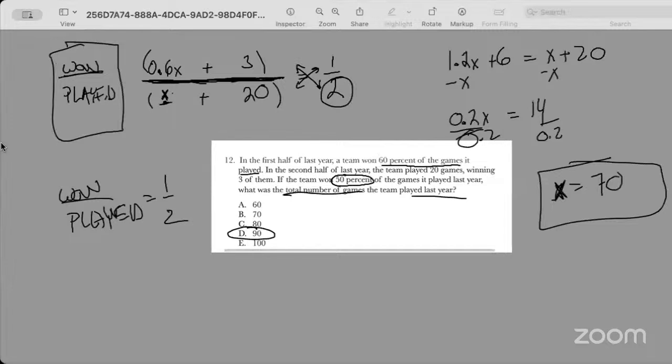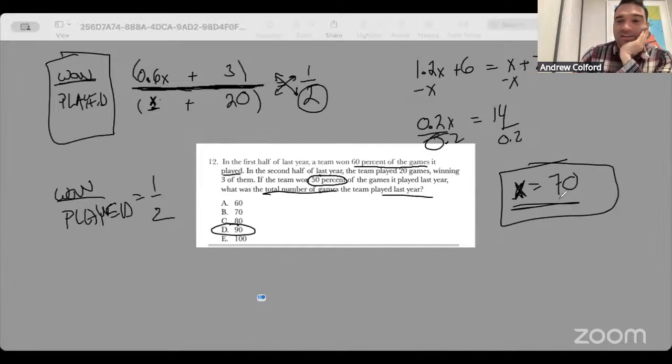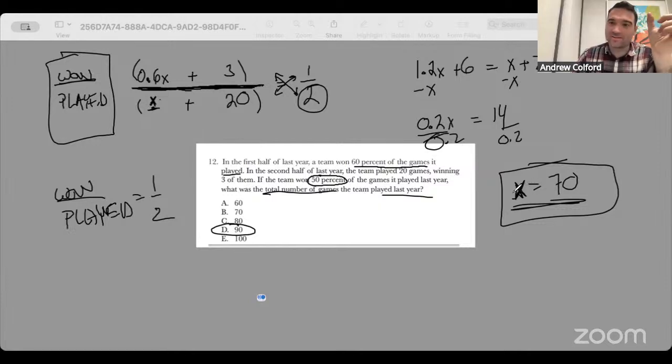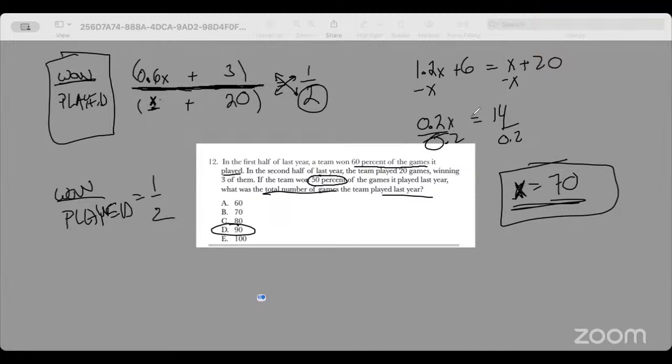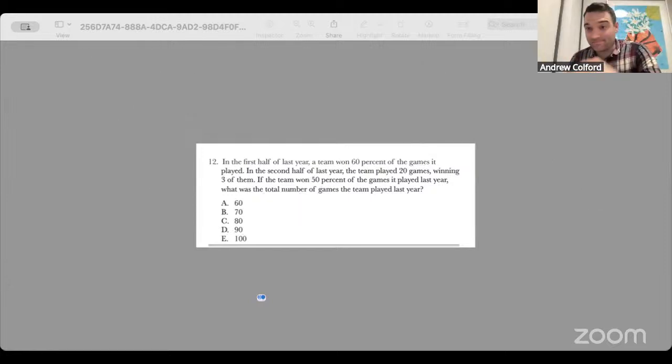So could you explain how you got to 90 again? Yeah. So I solved for x, right? And I got 70. What does x represent? The number of games for the first season. Right, for the first part of the year. Oh, yeah, but then you're looking for the entirety, so 70 plus 20 equals 90. There's one last little opportunity to trip right before the very end. Okay. Right. Okay.